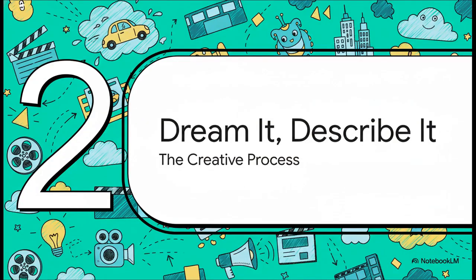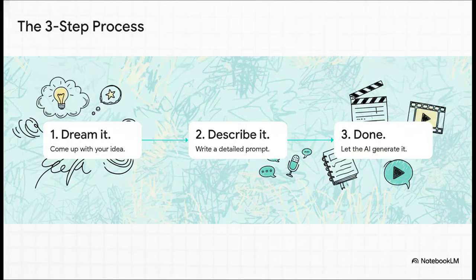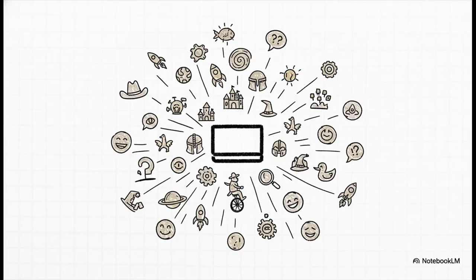This brings us to the creative process itself, which, honestly, Google has boiled down to its absolute essence. Dream it, and then describe it. I mean, look at this. The process is so simple, it's almost funny, right? 1, dream it. 2, describe it. 3, you're done. Just think about what that means for a second. It basically erases every technical hurdle in video creation, putting all the focus right back where it should be, on the creative idea.